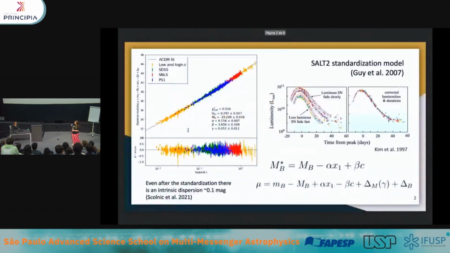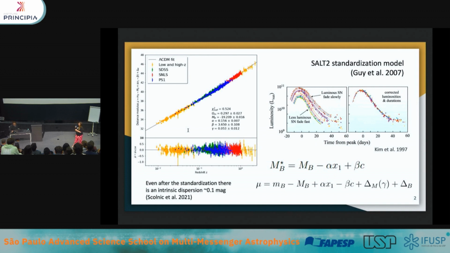Next slide, please. So type 1a supernovae are widely used to measure distances in the universe. But despite the recent massive progress in supernova standardization, we still see some intrinsic dispersion in the luminosity on the Hubble diagram. And it may be connected with some environmental effects and some environmental corrections.